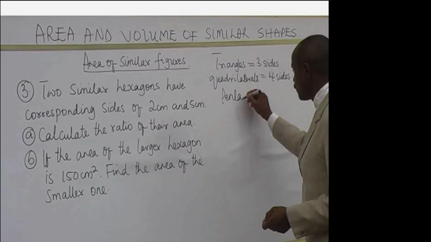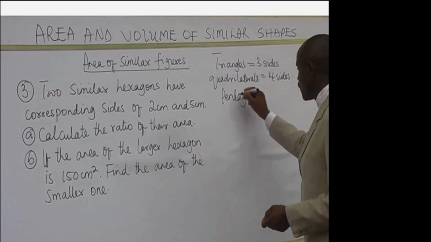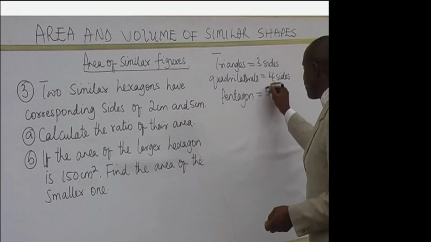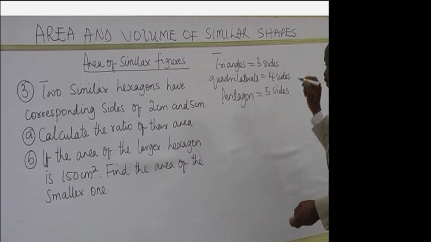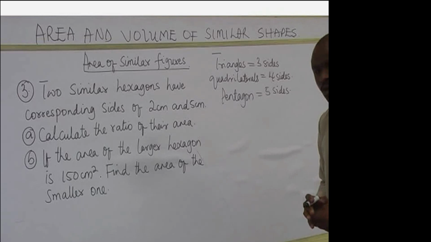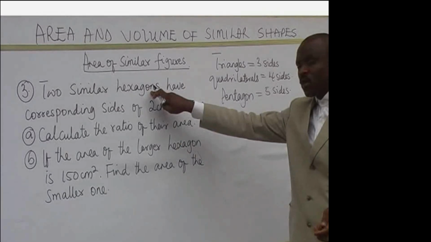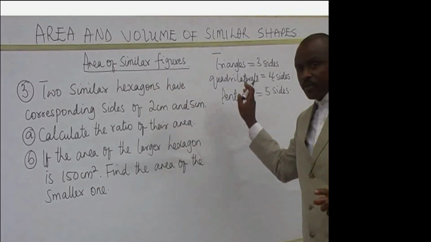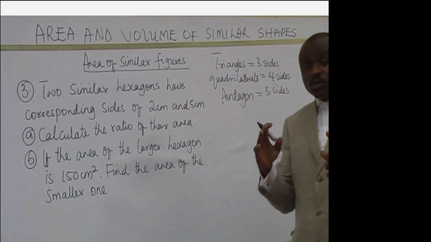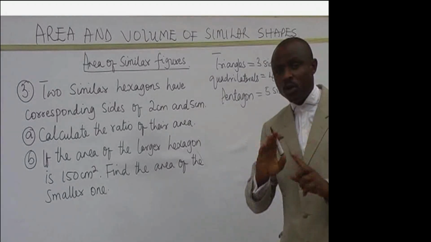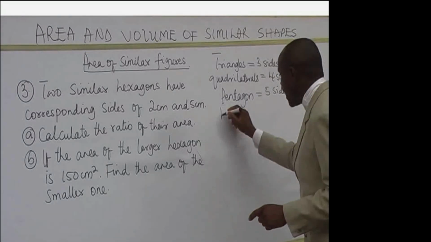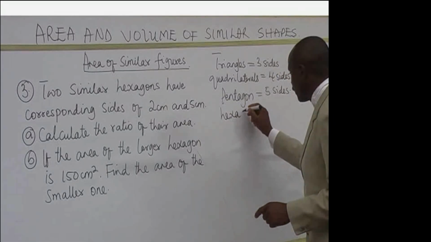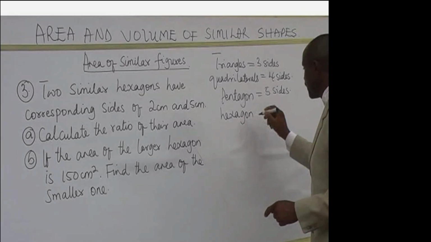Pentagon. Pentagons have 5 sides. After pentagon, you have hexagon. It was this question that reminded me to write this for you, because I know that in most cases students have this problem of knowing which is which. After pentagon, you have hexagon. 6 sides.